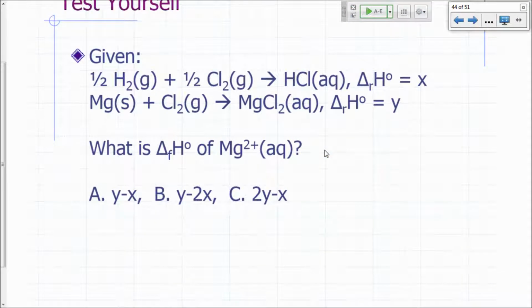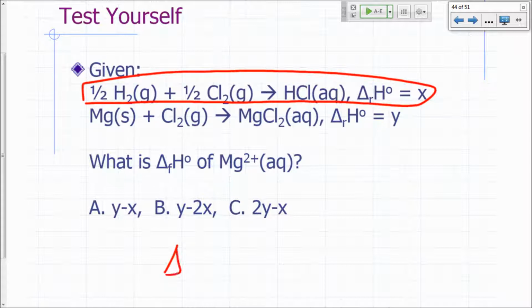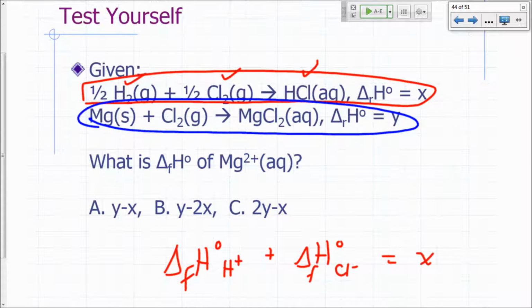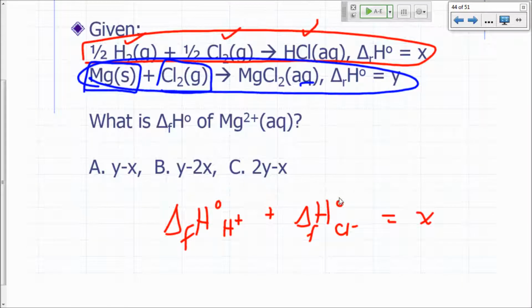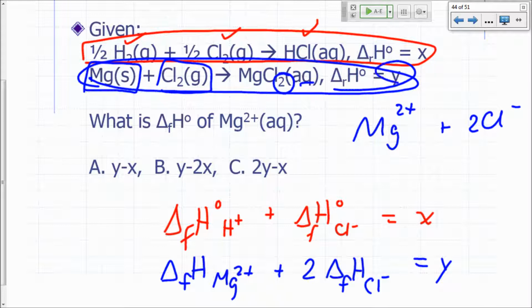So let's look at this one. What is this first one right here? This tells you that you're forming HCl from its elements, right? So that's the delta H formation of H+ plus delta H formation of chloride equal to X. What does this second one tell you? You're forming magnesium chloride in aqueous solution from magnesium, the element, and chlorine, the element. So the second equation says delta H formation of magnesium ions plus 2 times the delta H formation of chloride ions. Why 2? Because magnesium chloride in aqueous solution is 1 magnesium and 2 chloride ions, right? So that must be equal to Y, if the delta H for this reaction is Y.